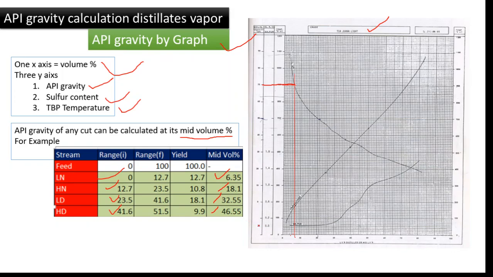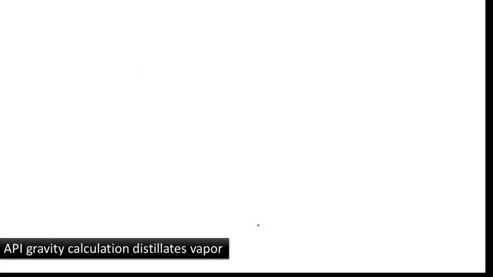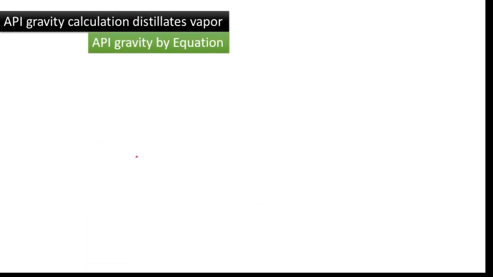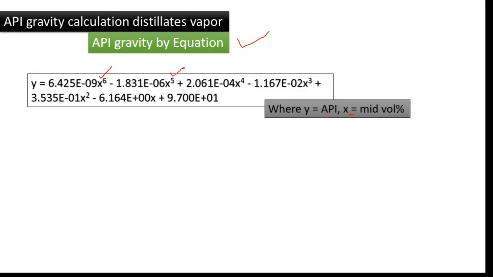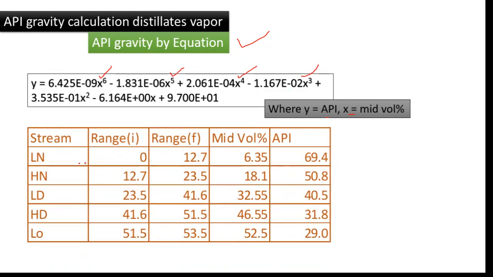But normally in Excel, the second method, that is using the equation, you can use the equation for calculation of API gravity. The equation is developed from the previous graph. So this is the equation. We can use that equation where y is the API and x is the mid volume percent. You simply put the x value as the mid volume percent and you can get the API gravity. For example, for light naphtha, if you put this 6.35, you will get 69.4.